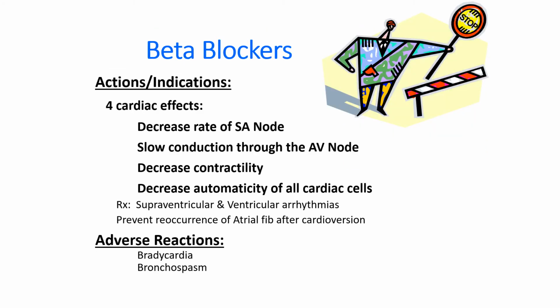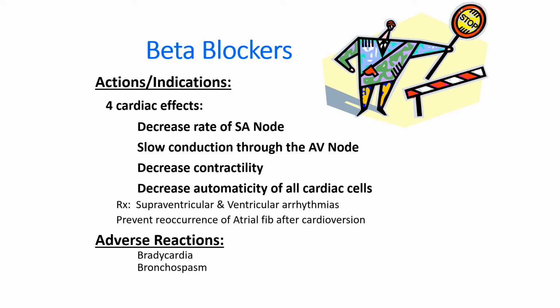Beta blockers have 4 cardiac effects. Again, you're blocking the sympathetic tone, and that's usually what a beta blocker does, and it decreases the rate of the SA node, so it decreases automaticity. It does slow conduction through the AV node, so therefore it will control the ventricular rate. And because it blocks the sympathetic, which with sympathetic stimulation increases contractility, it actually has a negative inotrope, or decreases contractility. So it decreases automaticity for all cardiac cells, and so it decreases the excitability in a sense.